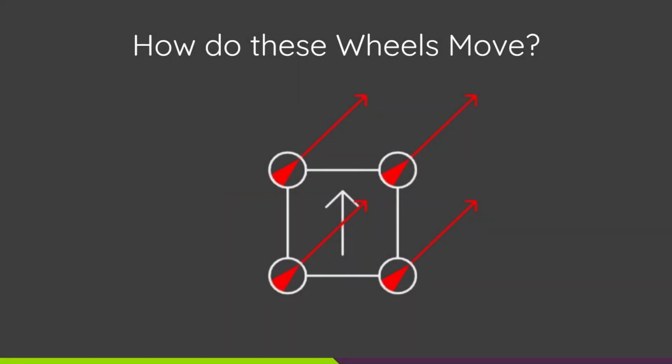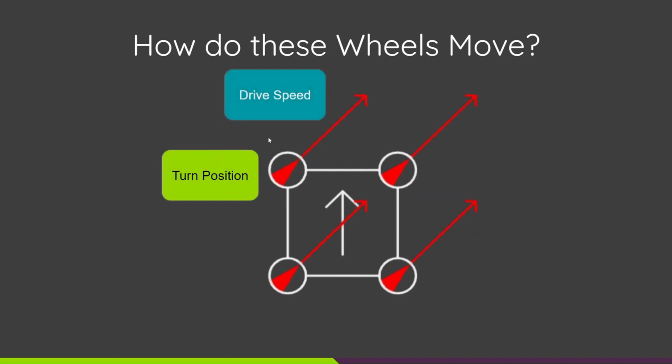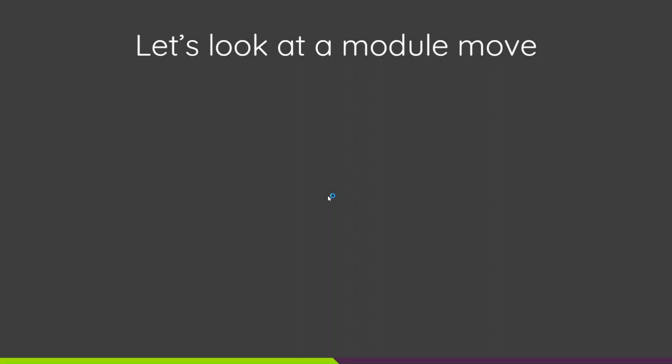These wheels allow the robot to move in any direction by controlling the turn position as well as the speed at which the drive motor is driving. Basically, the robot moves in the direction that is the sum of all of these four different modules. So if all these modules point this way, the robot's also going to move this way. And these are the things that you can control to change how the robot moves.